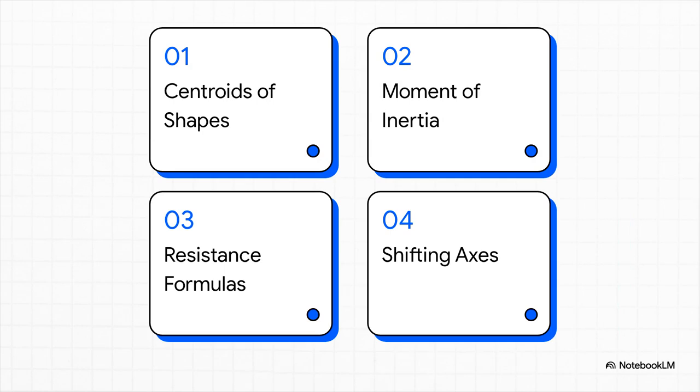Right, let's take a quick look at our roadmap for today. We're going to start with centroids of standard shapes, then move into the moment of inertia, check out shape resistance formulations, and finally wrap things up with shifting axes. Sound good? Let's dive in.